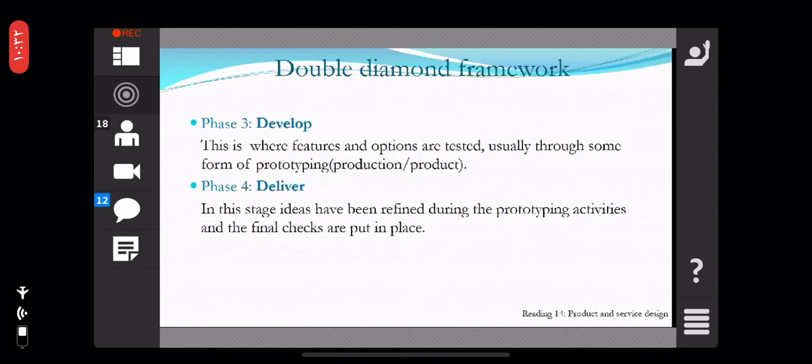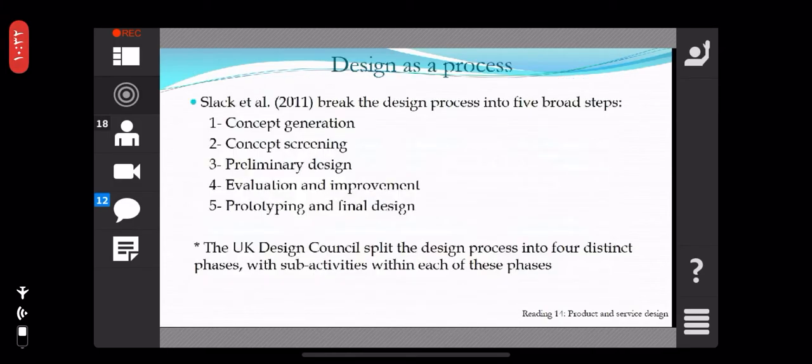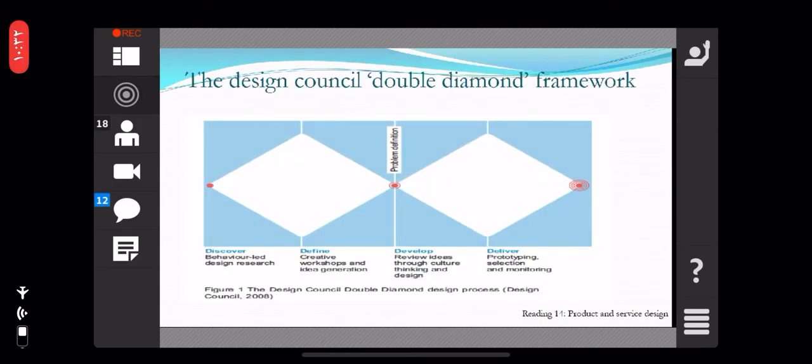Number 4 is deliver, phase 4. In this stage, ideas have been refined during the prototyping activities and the final checks are put in place. Meaning it's a delivery. It's ready for distribution. It's the last. So the Design Council double diamond framework consists of 4 phases: discover, define, develop, deliver.